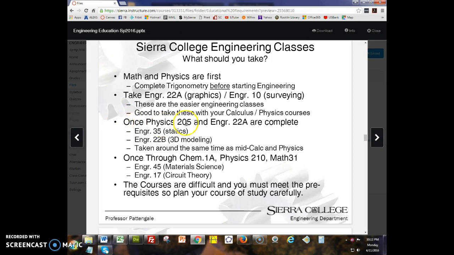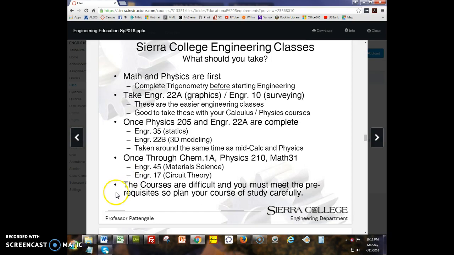Then when you've finished your first physics class and the intro to CAD, then you could take the statics class and the second drafting class, 22B. And then once you've finished your chemistry and your second physics and Math 31, you can take engineering 45 material science and engineering 17 circuit theory. So most engineers take these two courses their last year at Sierra College in the fall and in the spring.